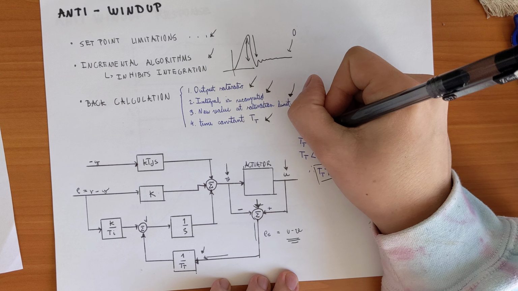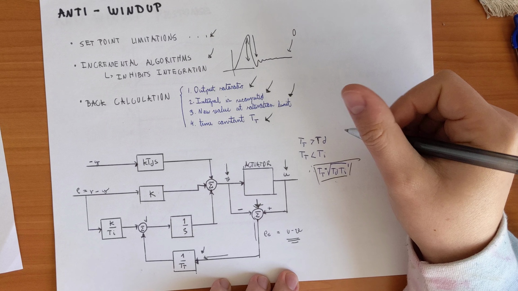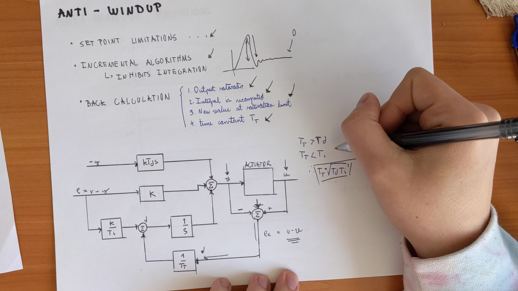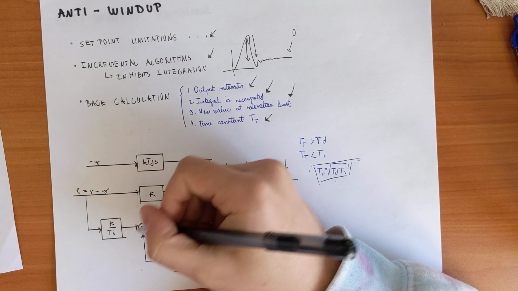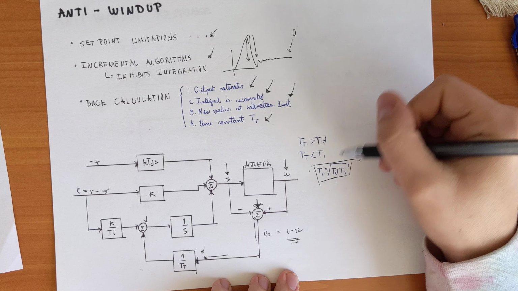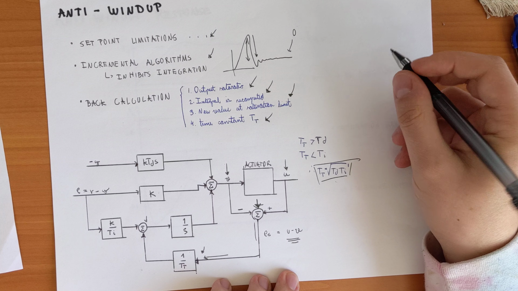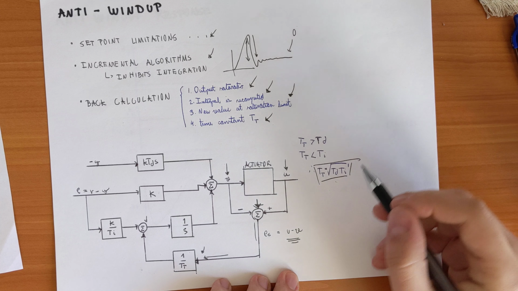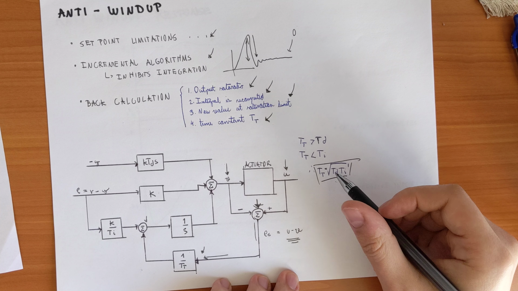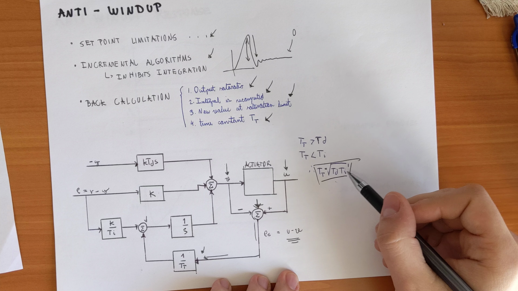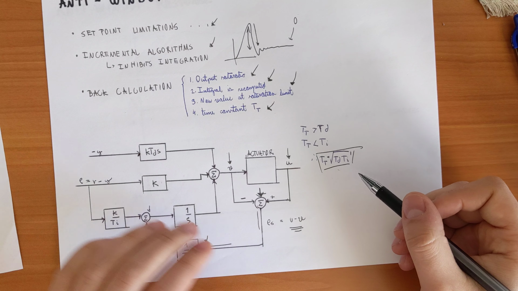This time constant we use for a delay has to be bigger than the derivative time, but smaller than the normal integral time, so we don't cause oversaturation or time problems. And a good rule of thumb is that this is the square root of the derivative time times the integral time.